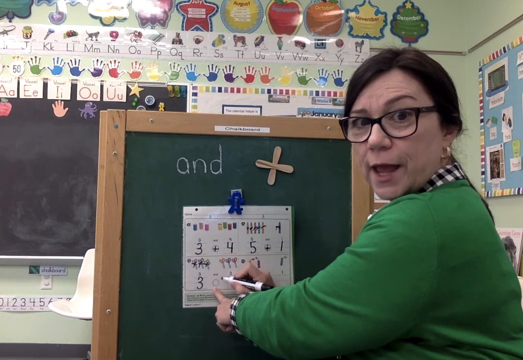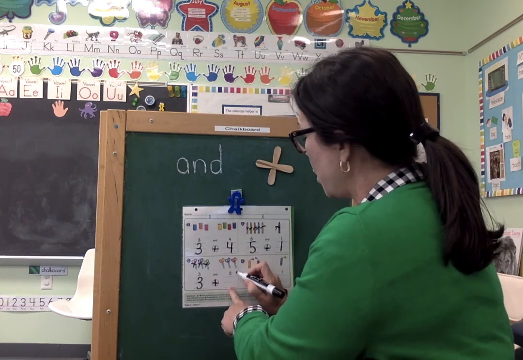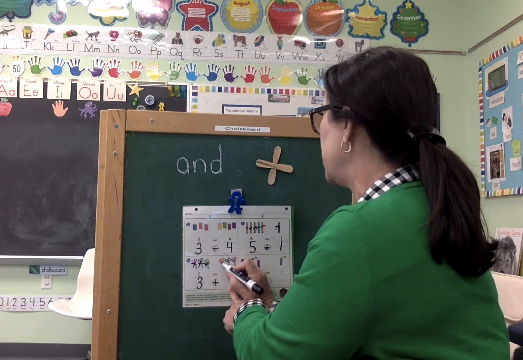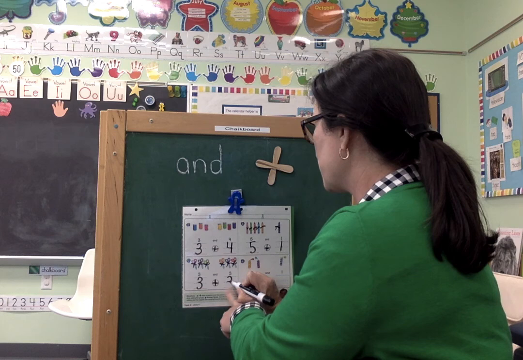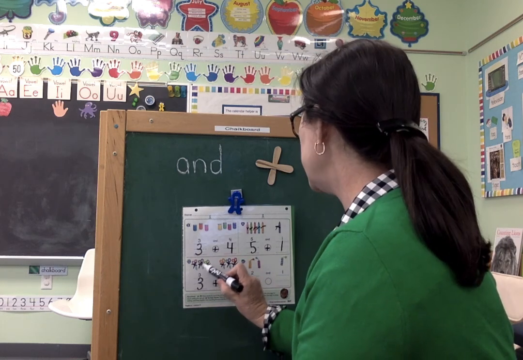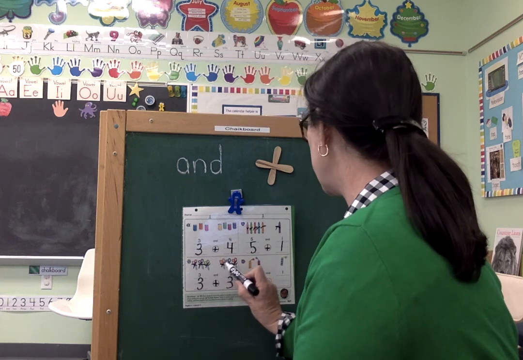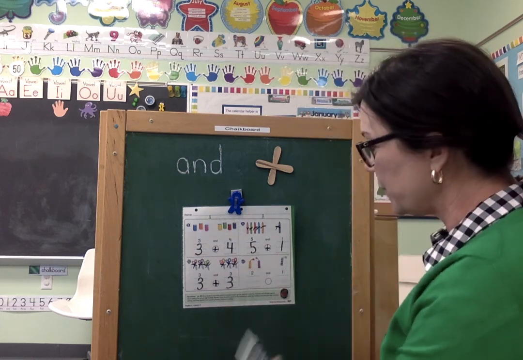Oh, there's that word "and." What are we going to put to represent it? The plus sign. All right, let's see how many we have over here. 1, 2, 3. We're going to write 3. 3 and 3. So let's see how many we have in total. 1, 2, 3, 4, 5, 6. Great.